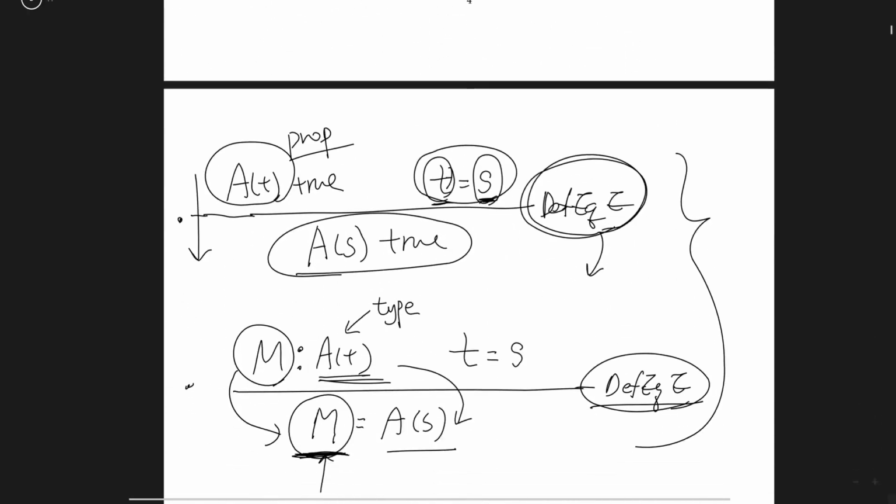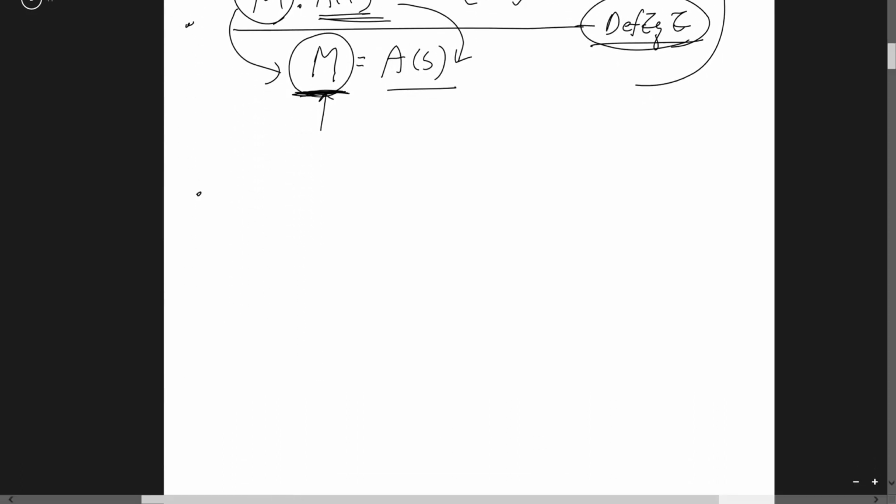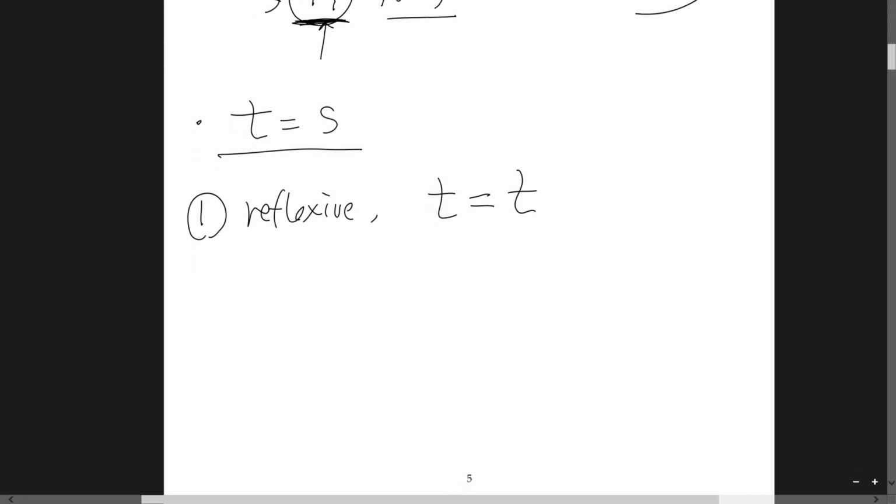Now let's investigate the properties of definitional equality. First, definitional equality is reflexive, which means that every term is definitionally equal to itself. And this is pretty easy to see because term t beta reduces to itself after zero beta reductions.